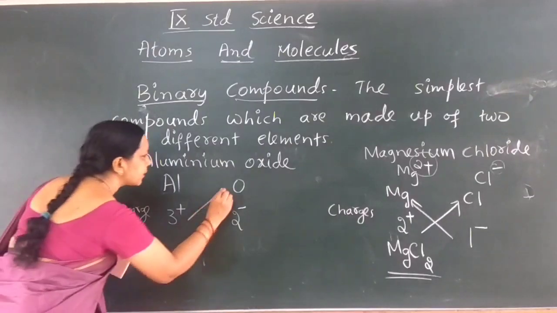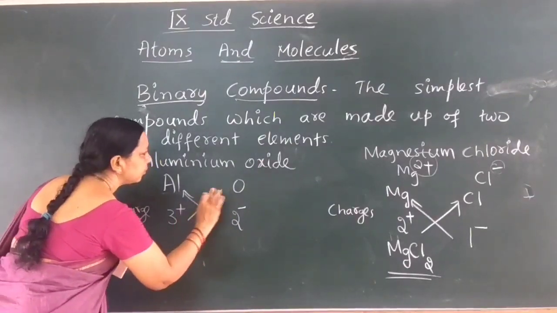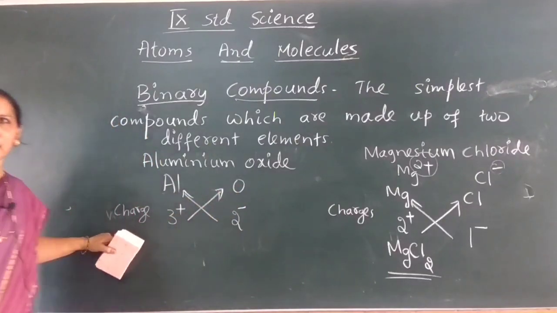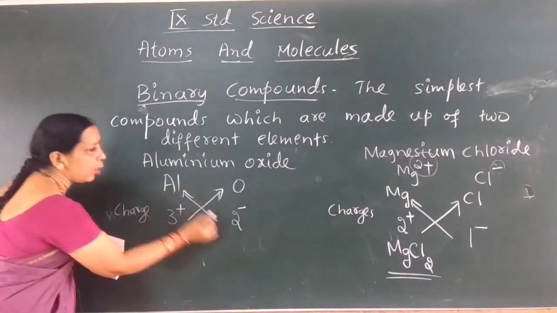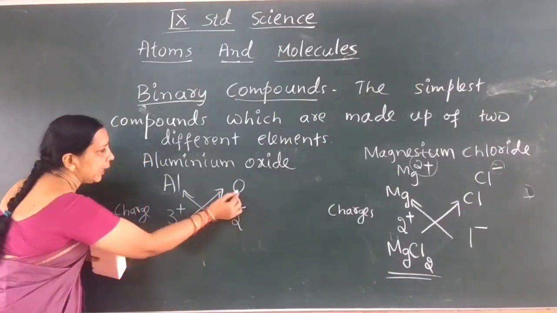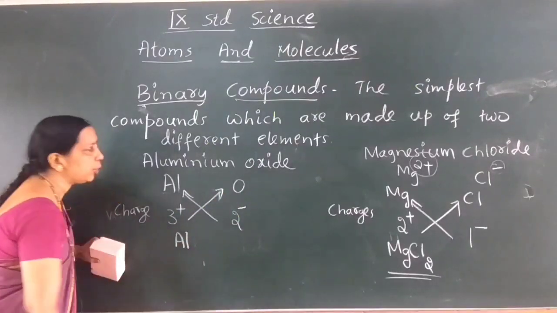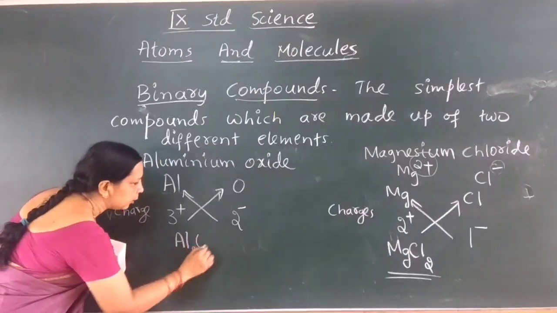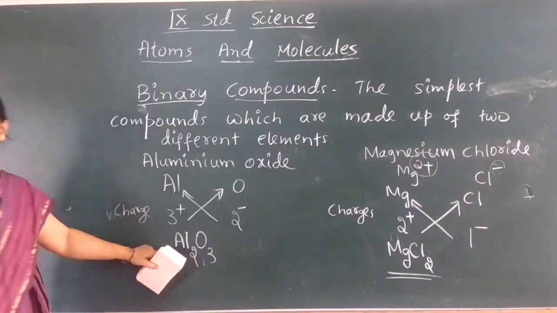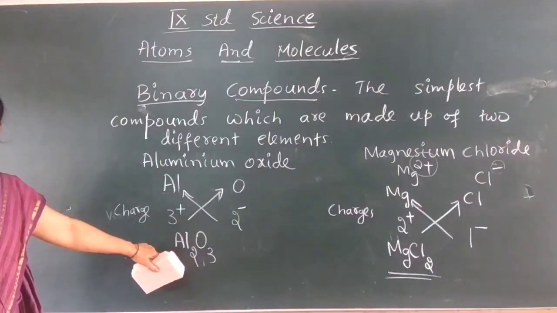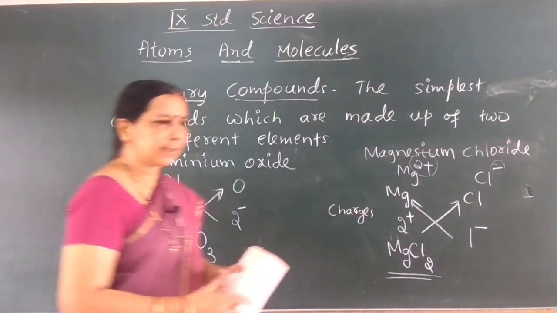Now crisscross the charges. You can write now the formula. Al, how many atoms? 2 atoms, and O, 3 atoms. So the formula of aluminium oxide is Al2O3. So this is the formula of aluminium oxide. Like this, you can write.